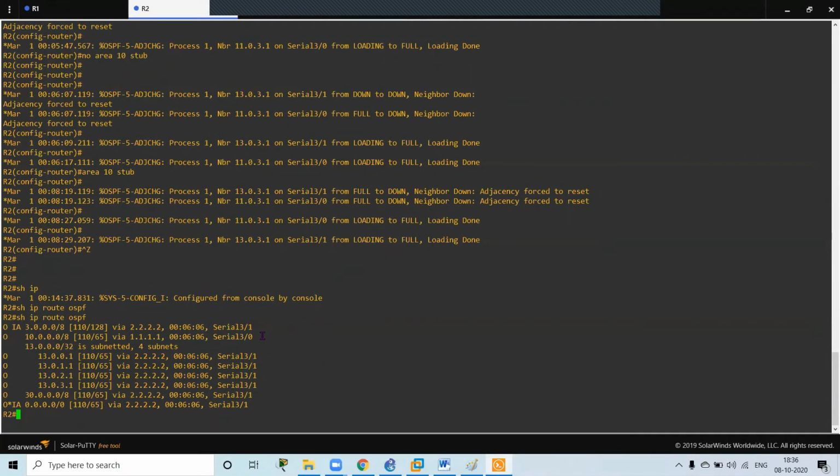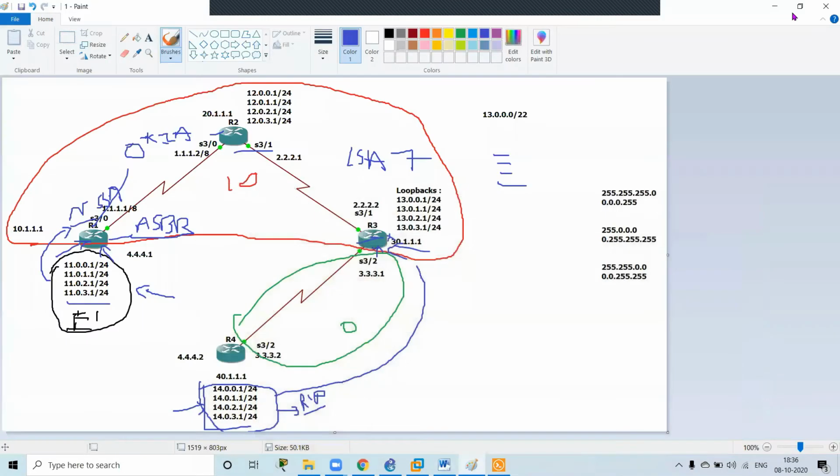Now, as I told you, once we configure area 10 as a stub area, it will not allow the external routes from R1, that is my 11 dot network, to pass through the stub area. So you will not see this 11 dot network anywhere. Removing the stub will not generate a default route for R4 routes.